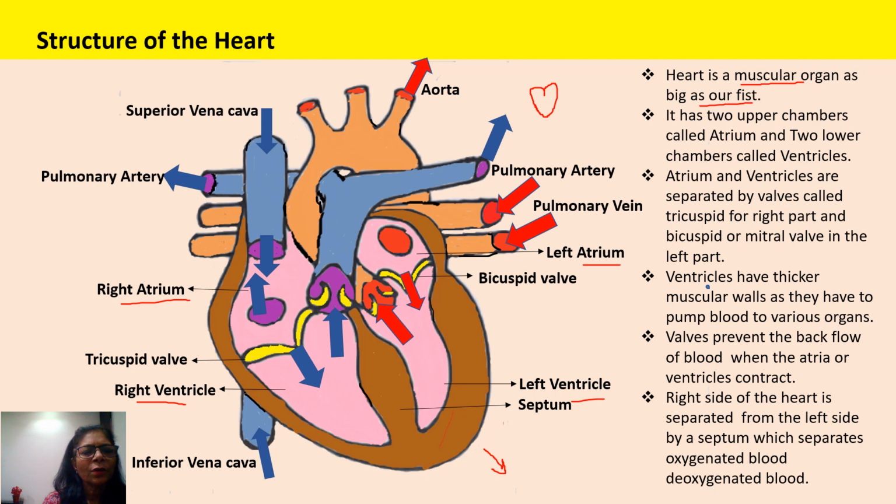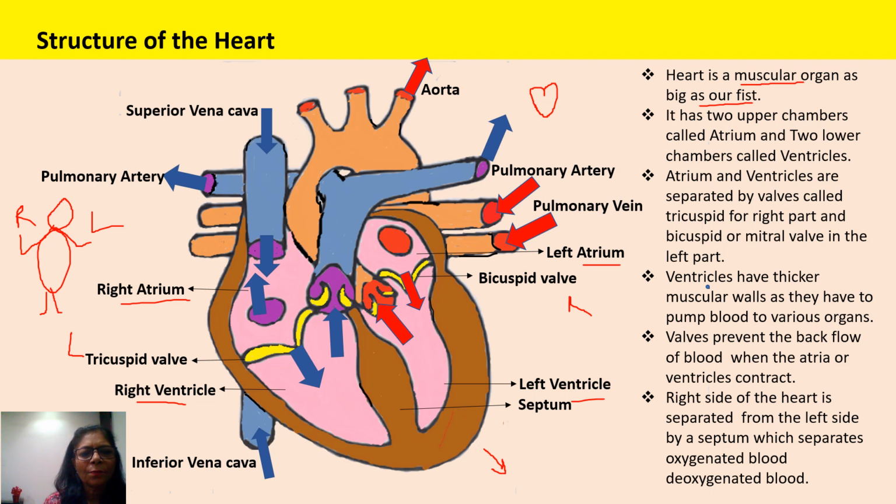You can see one more difference while drawing the heart. If this is our body, if this is the right side of our body and this is the left side of our body, while drawing it on paper, the left side of the body is drawn on the right side of the sheet of paper, and the right side of the body is drawn on the left side of the sheet of paper. You must follow the same rule while drawing it.